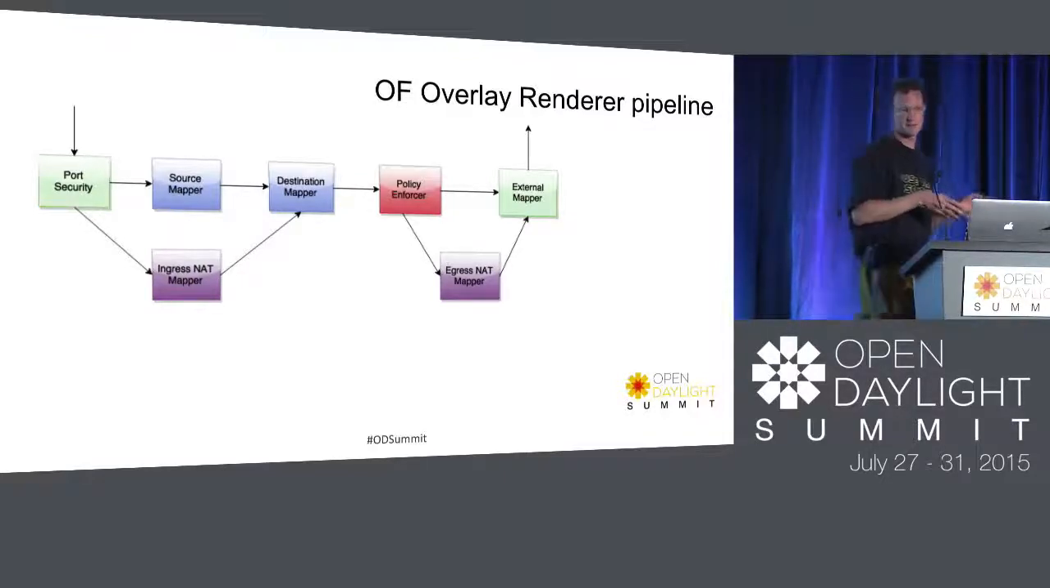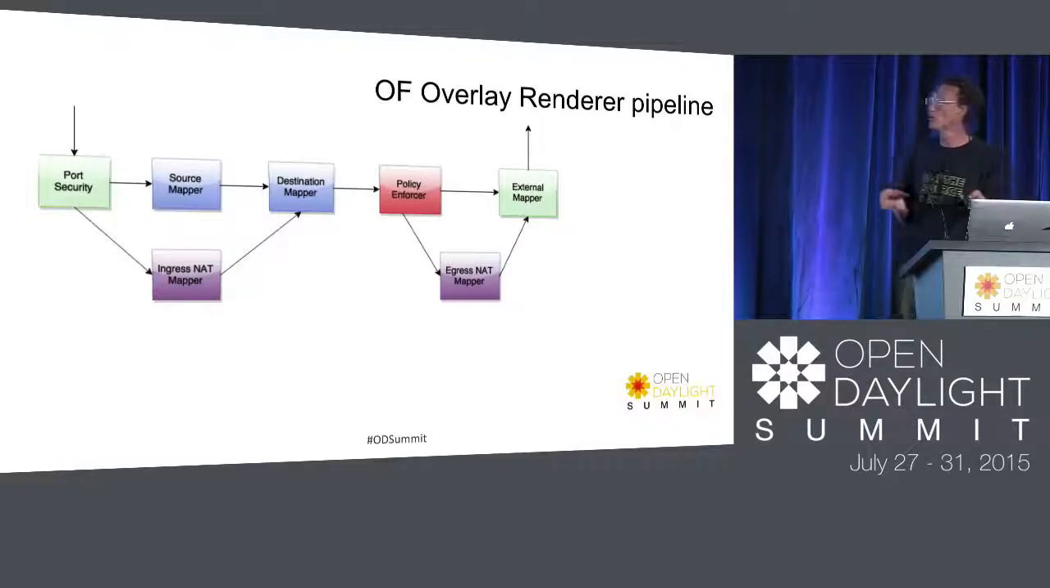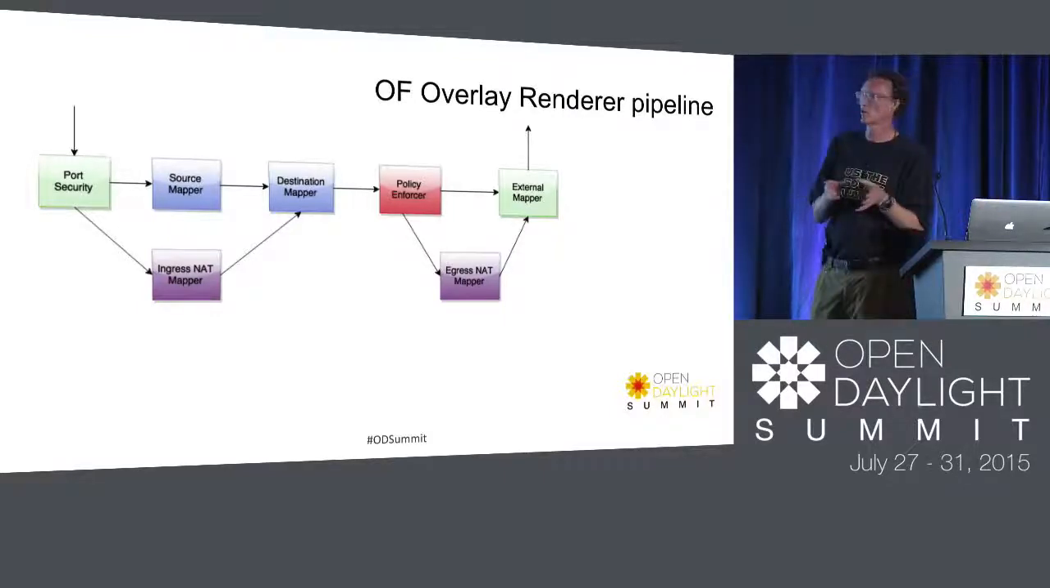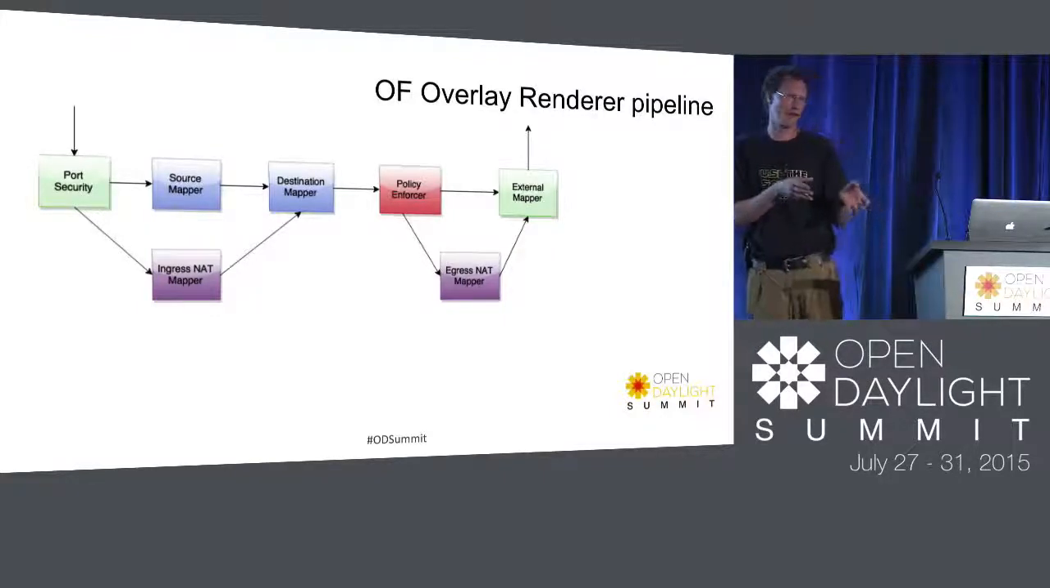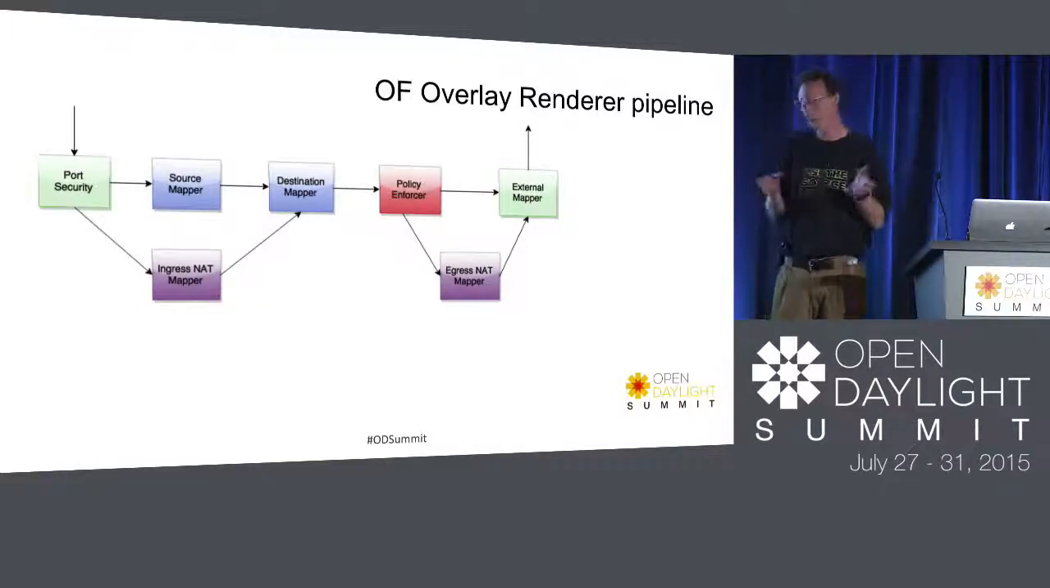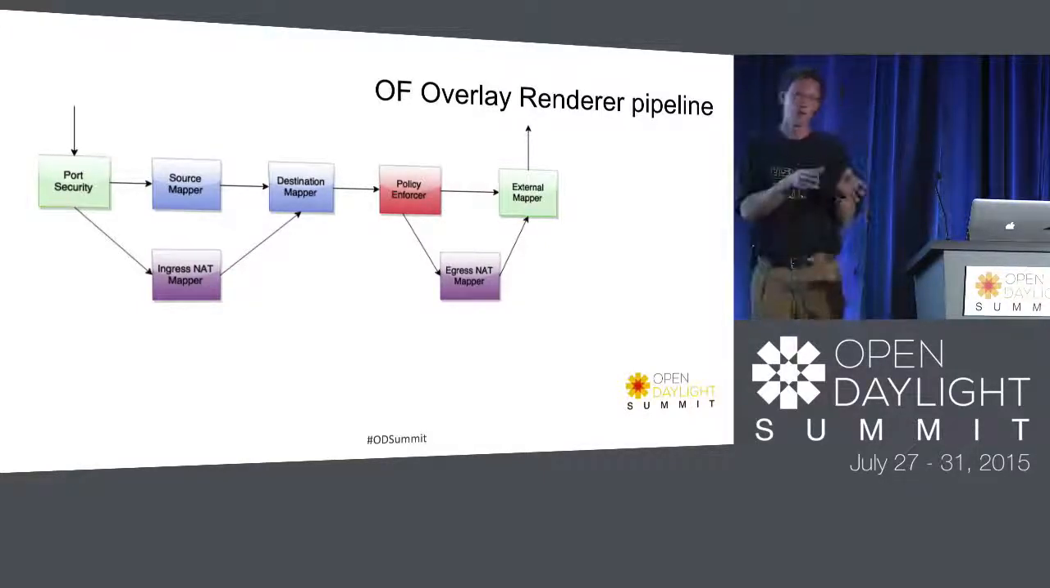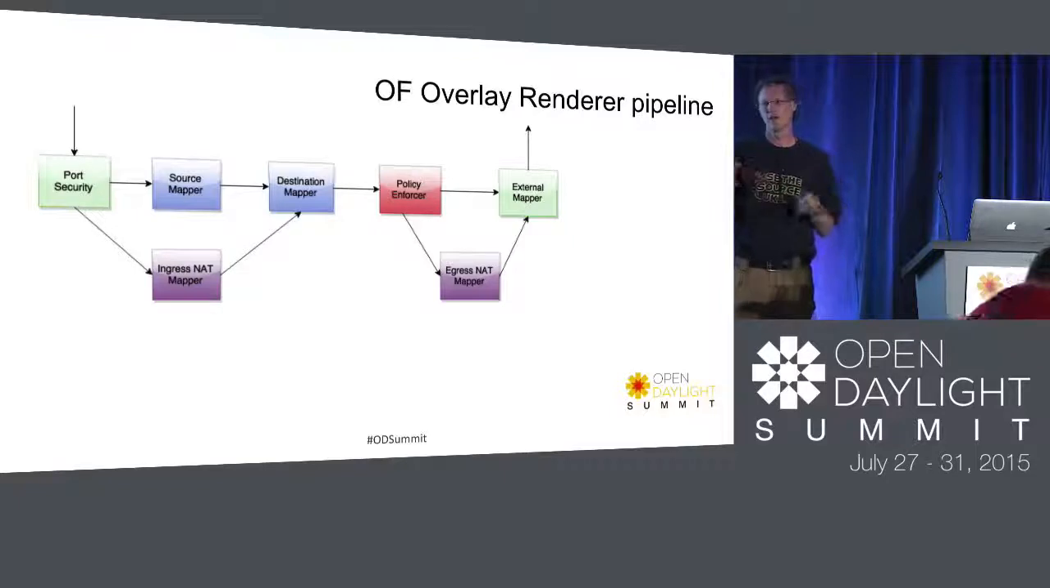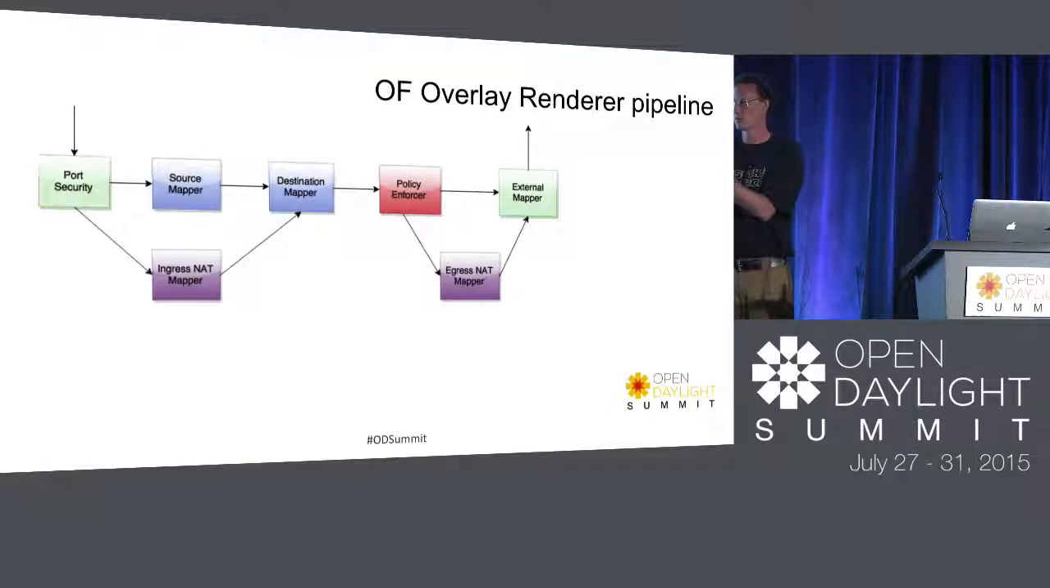multi-writer coexistence problem. So in terms of the OpenFlow overlay renderer pipeline, we have port security. That's table 0. Everyone has to write to table 0. It's part of the coexistence problem. From there, we have to map based on the traffic: what source endpoint group does this belong to, so I can enforce policy. Right, so based on the information that's within the packet, how can I tell what source EPG this belongs to?